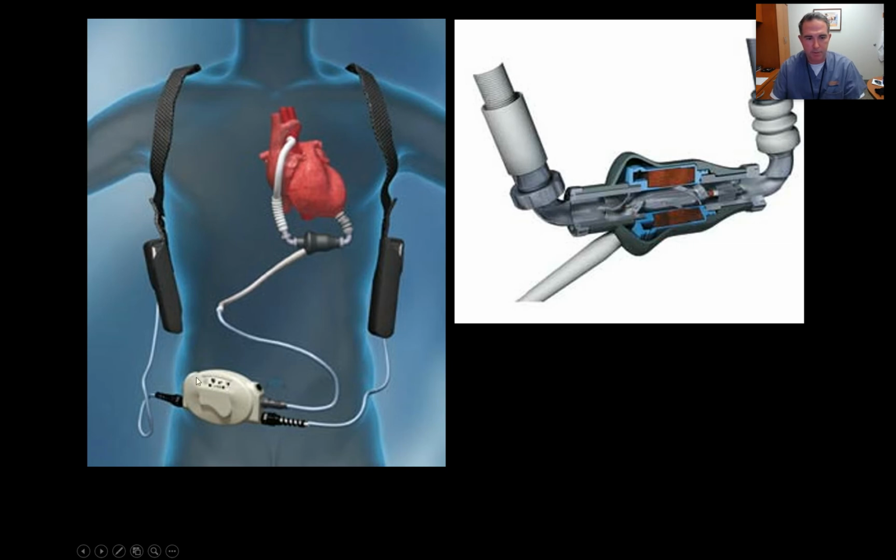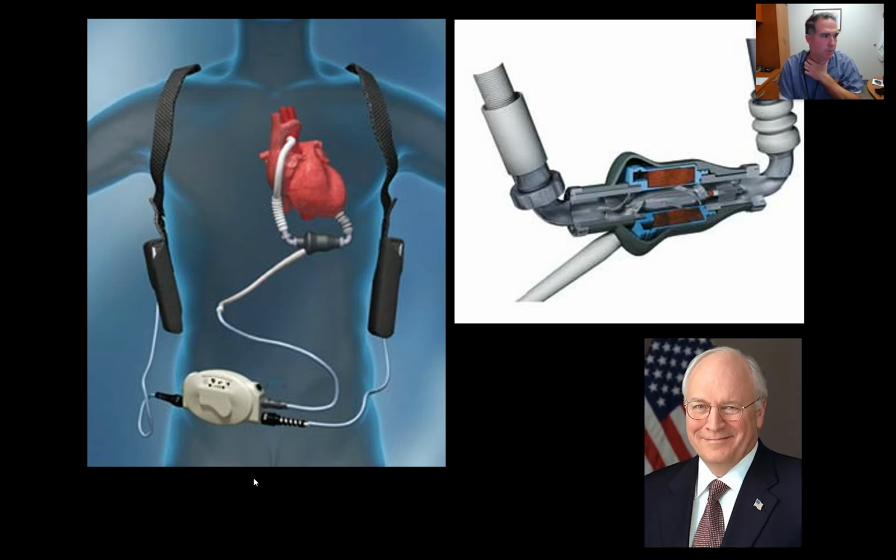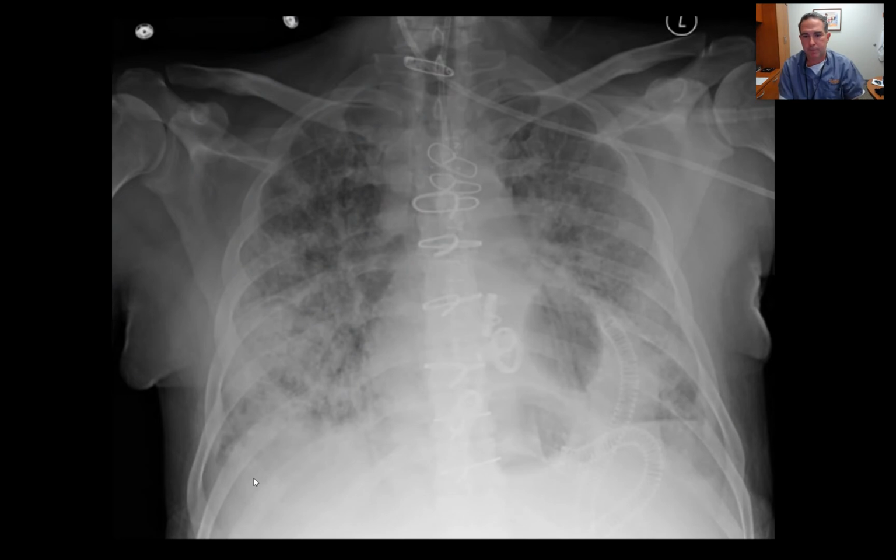There's a little turbine thing that spins around. They wear this little device and it has a number on it so they can see how many revolutions, and the battery pack. Cheney had one, I think, before he got his heart transplant.